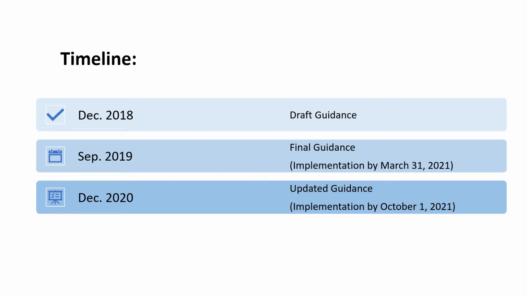In December 2018, the draft guidance for bacterial risk control strategies was first released. By September 2019, the final guidance was released with an implementation date of March 31st of this year. Because of the COVID-19 pandemic, implementation of the guidance was delayed from March 31st, 2021 to October 1st, 2021. Fortunately, this gave both blood centers and transfusion services a little more time to plan and prepare for implementation.